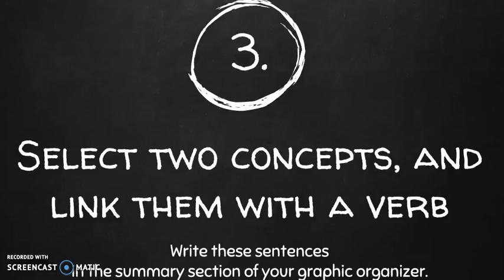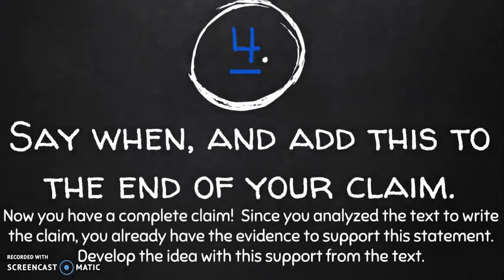Then select two concepts and link them with a verb. Write these sentences in the summary section of your graphic organizer. Finally, you'll say when. You'll add a clause to your claim describing when the statement is true. So now you'll have a complete claim. Since you analyzed the text to write the claim, you already have the evidence to support the statement. Your next step would be to develop the idea with the support from the text.